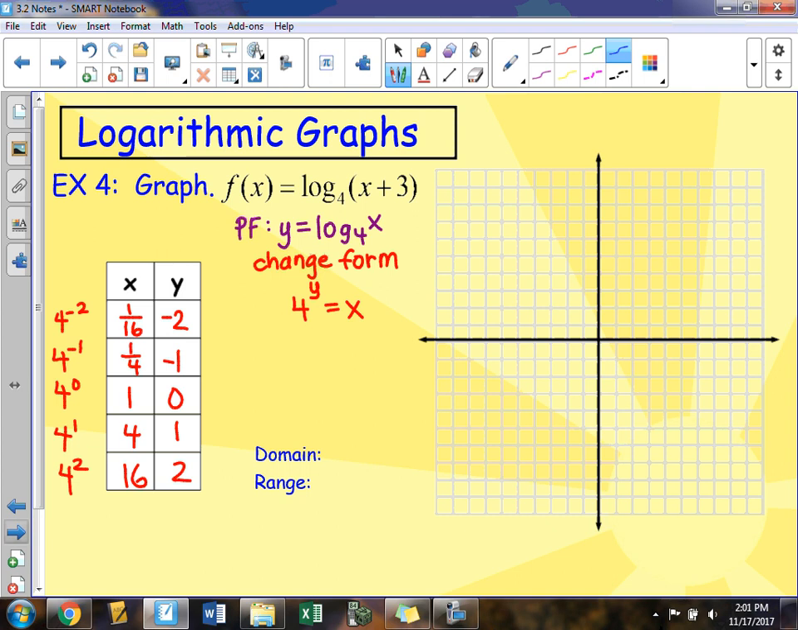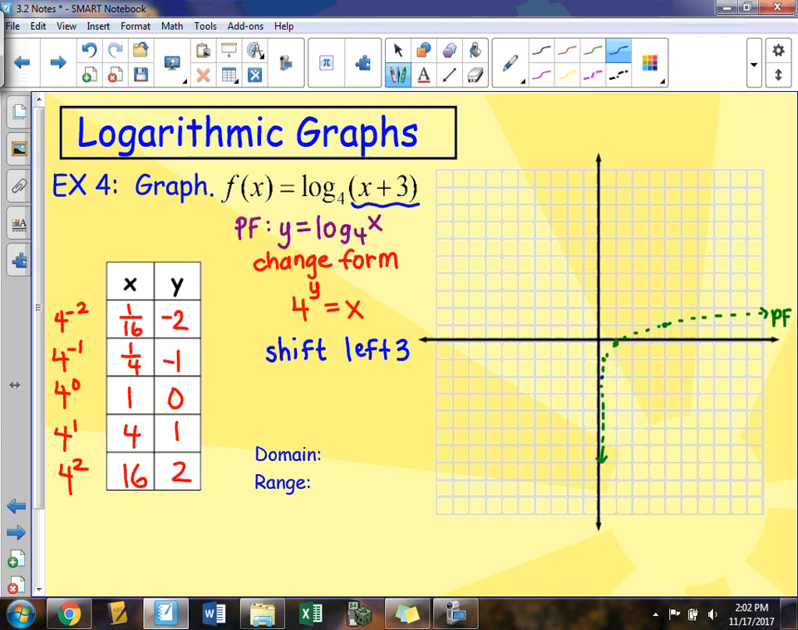Now, we're not done. This is not our original function. We have to take our parent function and shift it. Think about which way you shift that. So you're thinking left 3. As we graph our parent function, we're not going to be able to graph 16, 2. Remember our asymptote is at x equals 0. So there's my parent function sketch. We're going to take all of those values and move them left.